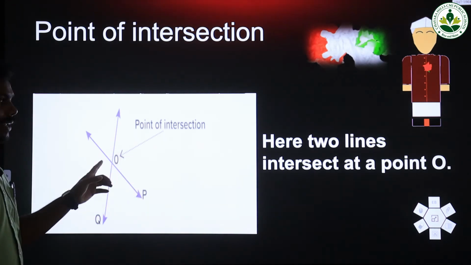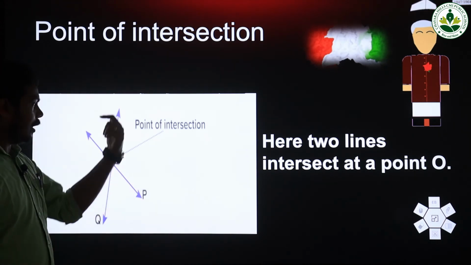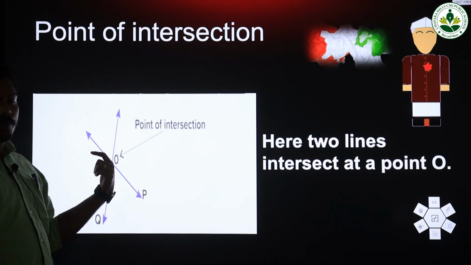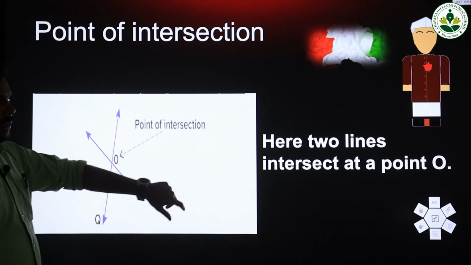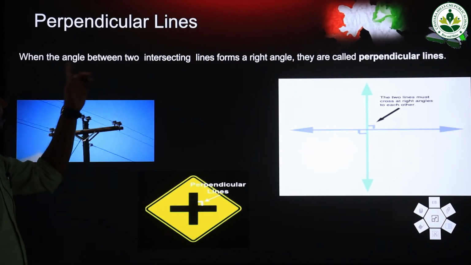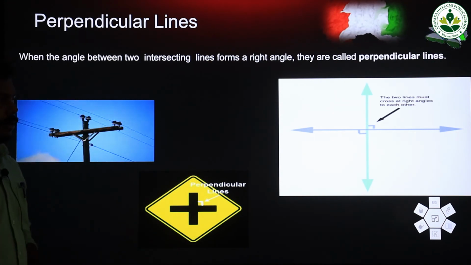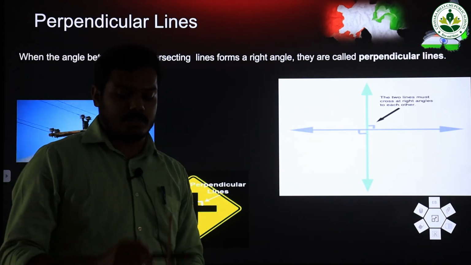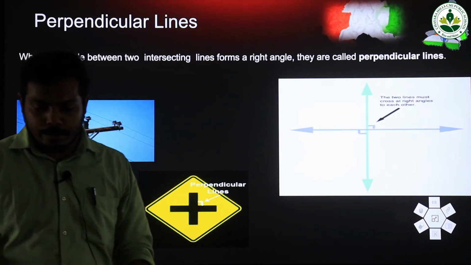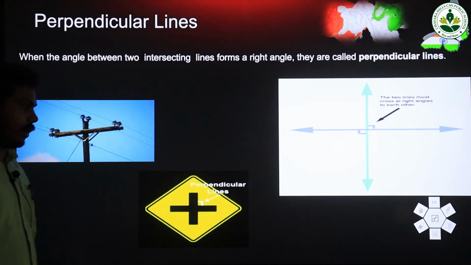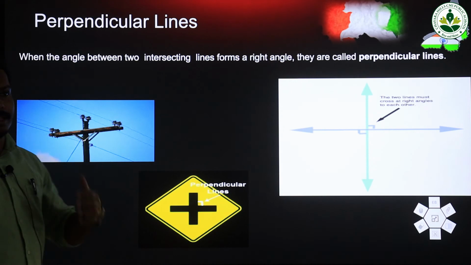Point of intersection: here two lines intersect at a point O. We can see these two lines meet at point O. So this point is called the point of intersection. Then when the angle between two intersecting lines forms a right angle, they are called perpendicular lines. When two lines cross each other and make a 90 degree angle, it is called perpendicular lines. For example, the signboard, the cross symbol or an electric post are examples.